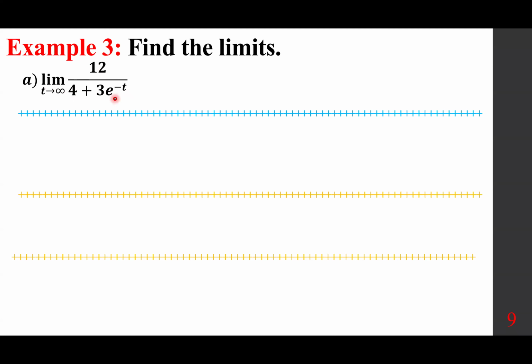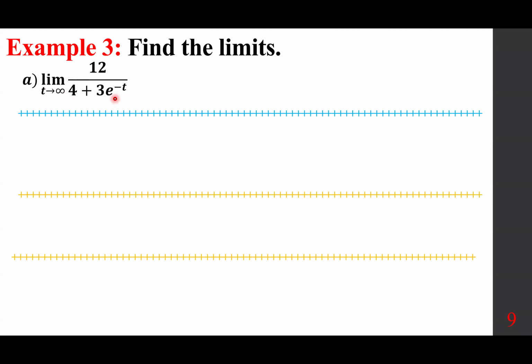The limit of (5 plus e to the power of t) over (4 minus 3 e to the power of t) as t approaches infinity. In this case, if we plug in, what do we get? We get 5 plus e to the power of infinity, which is infinity, over 4 minus 3 times e to the power of infinity. This is infinity times negative, which becomes negative. So the bottom is negative infinity.